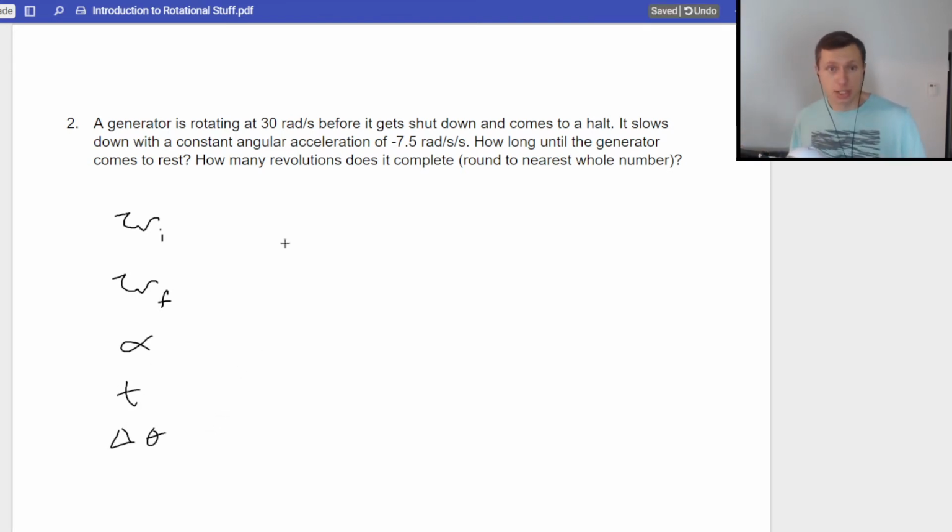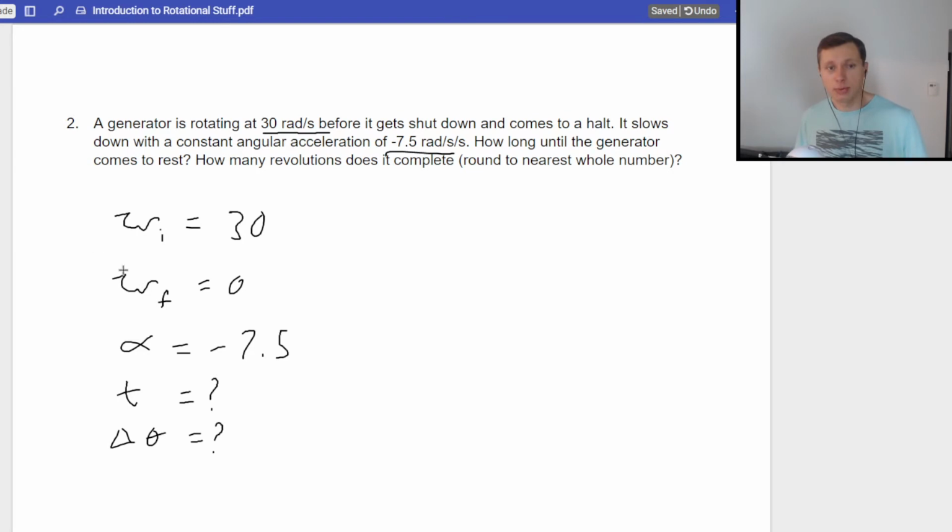I know. So this time, if I read the question, it was initially rotating at 30 radians per second. In other words, omega initial is going to be 30. Omega final, well, it says it's slowing down to a stop or a halt. So I know omega final is going to be 0. Alpha, they tell me it's negative 7.5 radians per second squared. I'll ignore the units right now. And we want to find time, and we want to find delta theta.